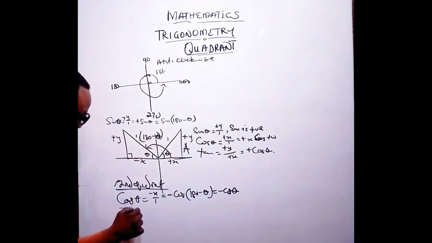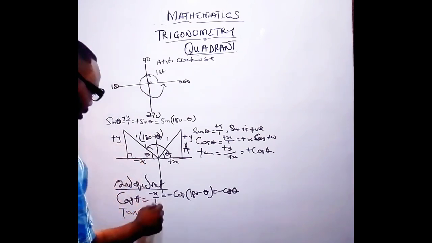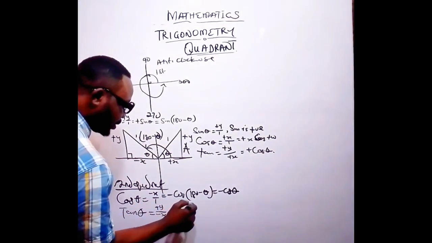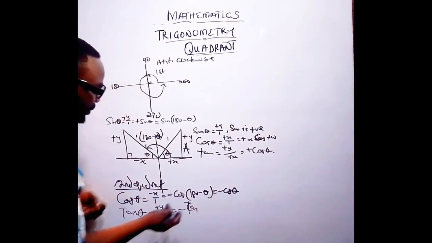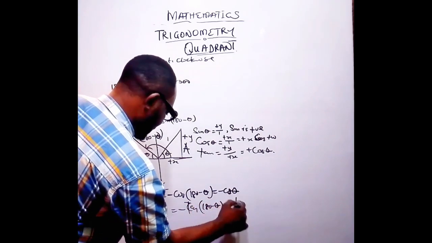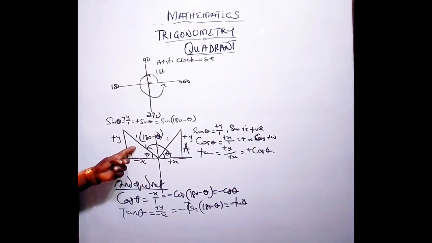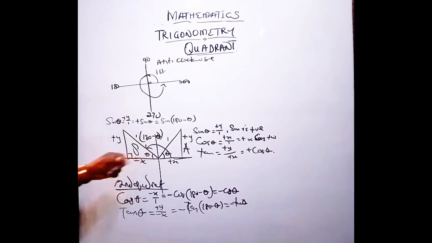Tan theta is going to be equal to what? Opposite over adjacent, plus y over minus x, which is going to be equal to minus tan, because positive divided by negative gives a negative value at the end of the day. Minus tan 180 minus theta is equal to minus tan theta. That's the value for it. You can now see that at the second quadrant, only sine is positive here. I put the x there like that.